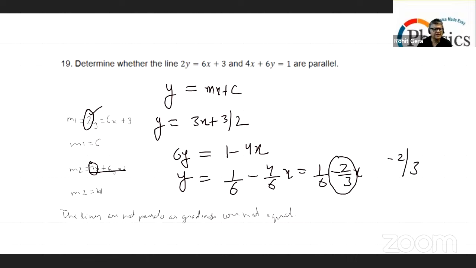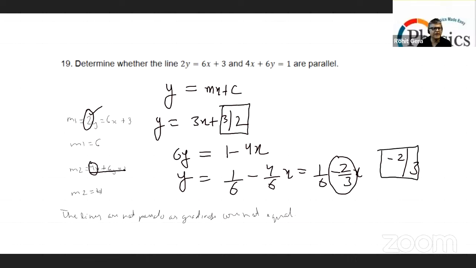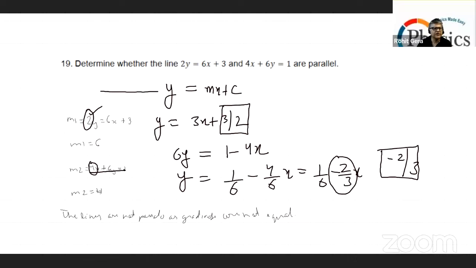So one is coming 3 by 2, and the other is coming minus 2 by 3. Actually, they are perpendicular lines. They're not parallel. If they were parallel, you would get equal gradients. But you forgot to convert the line in this format. You kept 2 as 2, you kept 6 as 6. Whereas you should have done this: bring it to y is equal to form, nothing should be written here.